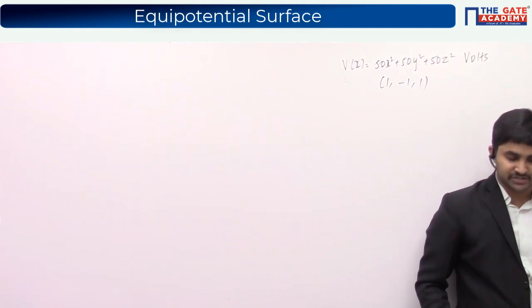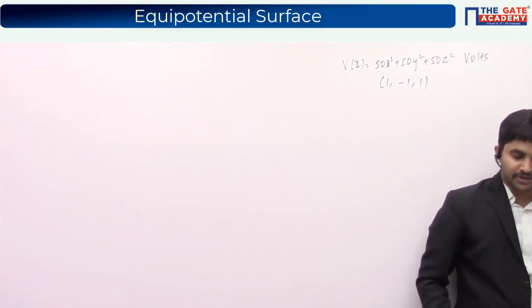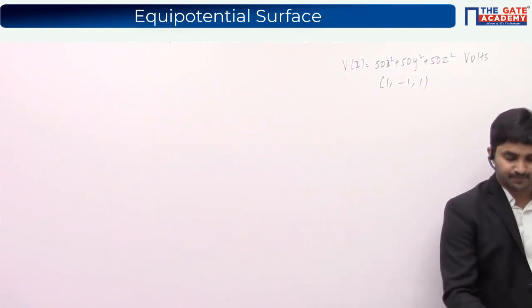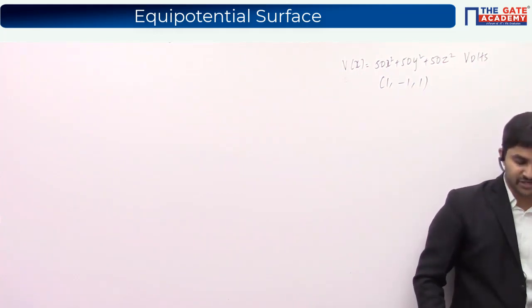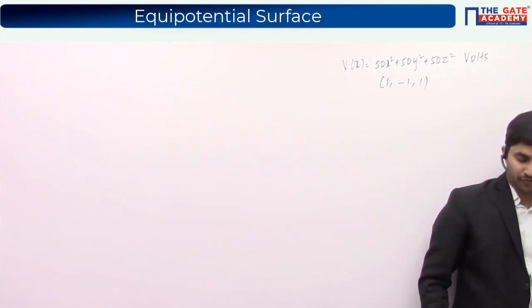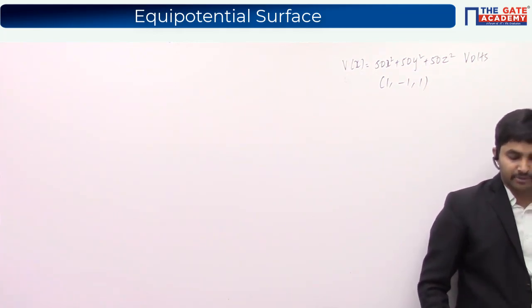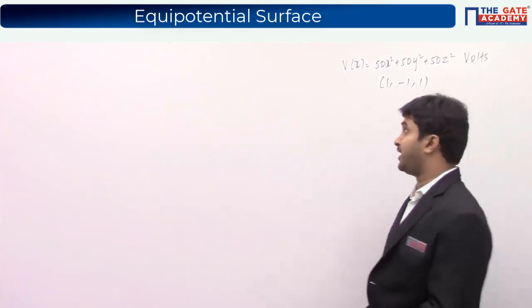So I repeat the question once again. Given the potential function in free space to be V of x equal to 50x square plus 50y square plus 50z square volts, find the magnitude in volts per meter and the direction of the electric field at the point 1, minus 1, 1, where dimensions are in meters. Option A.